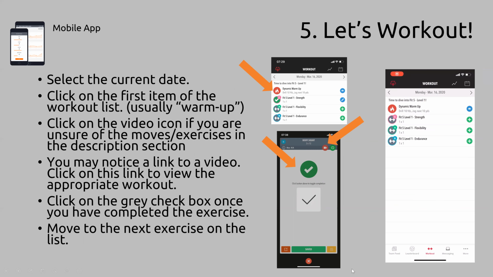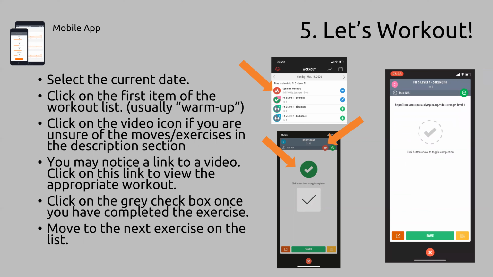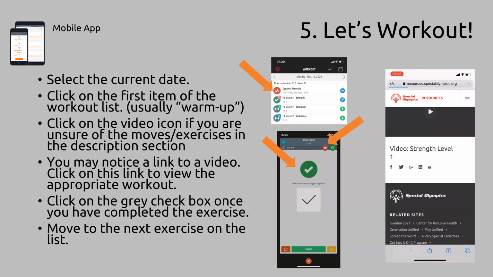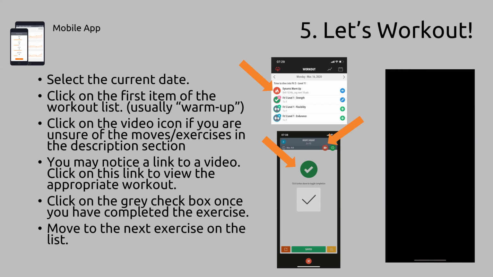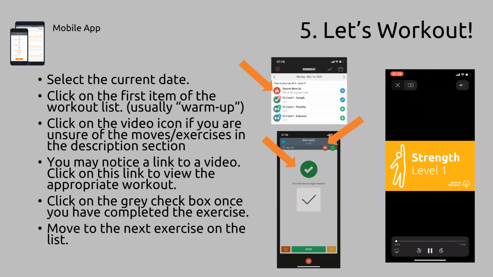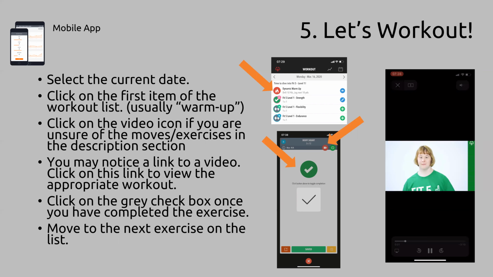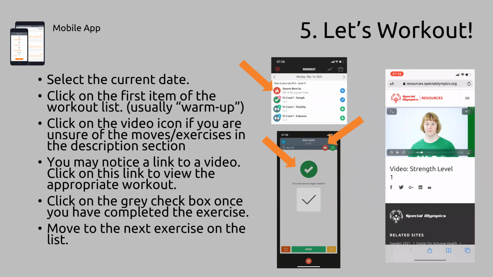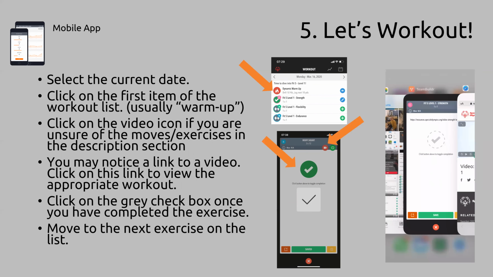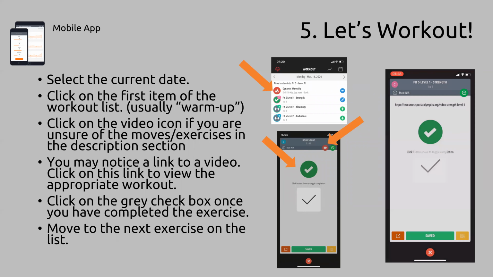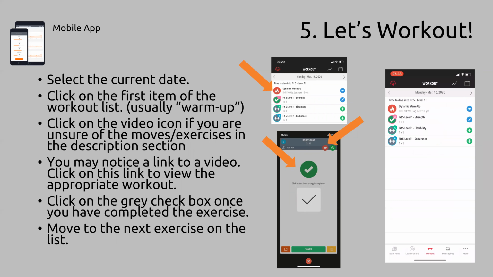Make sure that you are selecting the current date of the workout. You will not be able to do workouts that have occurred in the past, so just the present day. Make sure you're clicking on the item, which is usually a warm-up, and then moving on to other workouts. You can click on the video option to view the video of the moves and exercises if you don't understand what is in the description box.